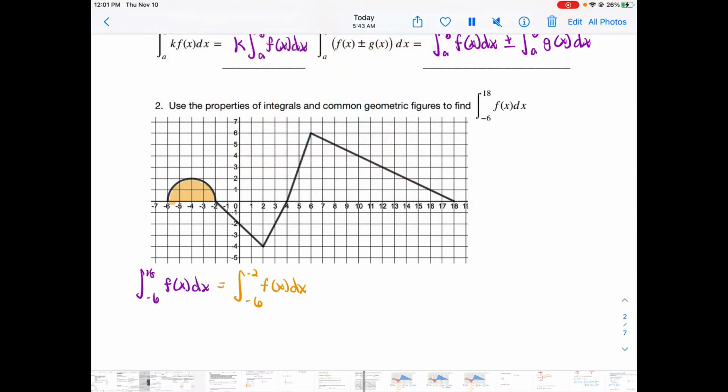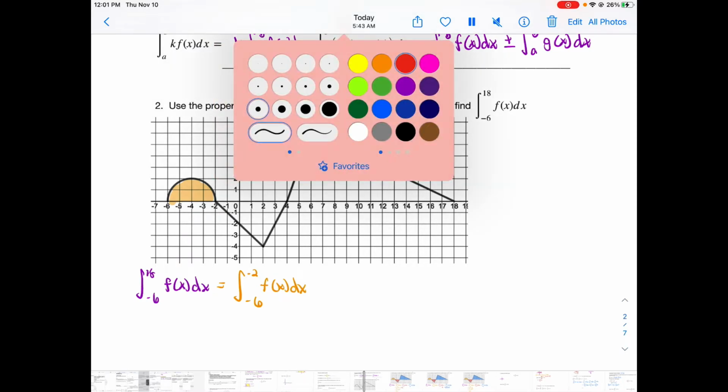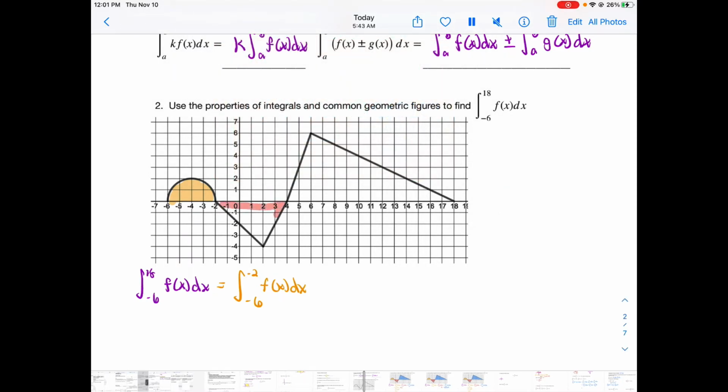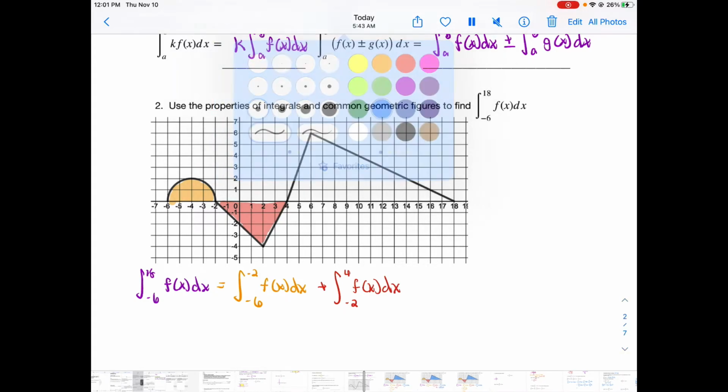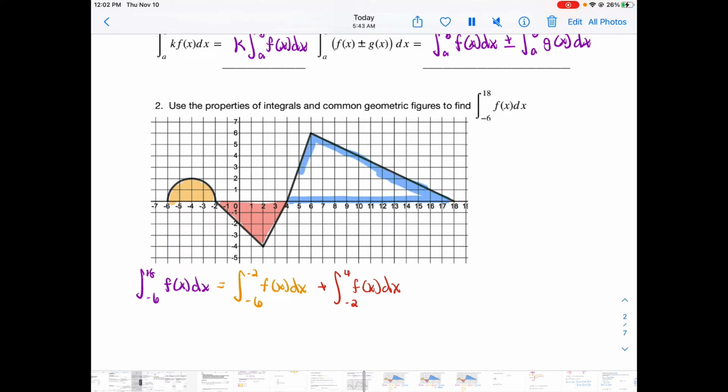Then I'm going to add the integral of the triangle, which I'm going to highlight here in red, for the area under the curve, and that triangle is going to start at an x value of -2 and go to an x value of 4, f of x dx. And then I'm going to add the area of this last triangle, which the calculus notation for that would be the integral from 4 to 18 of f of x dx.